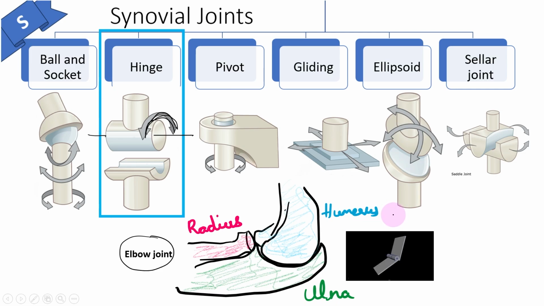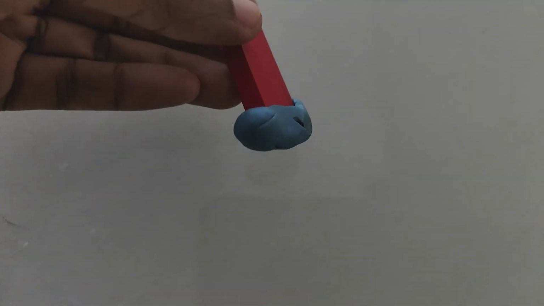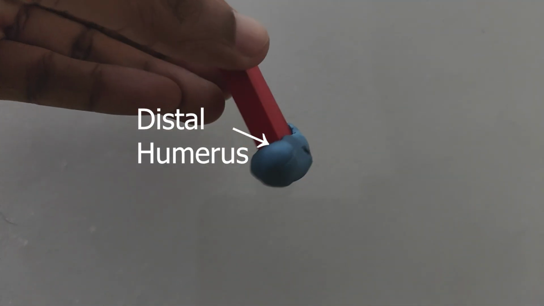The other hinge joints that you need to know are the knee joint. Knee joint is said to be a modified hinge joint because in addition to this normal hinge action, there is also a slight amount of rotation. They are called conjunct rotation that can occur in the knee joint. Then you have the interphalangeal joints. They are classical hinge joints. Suppose this is the distal end of the humerus.